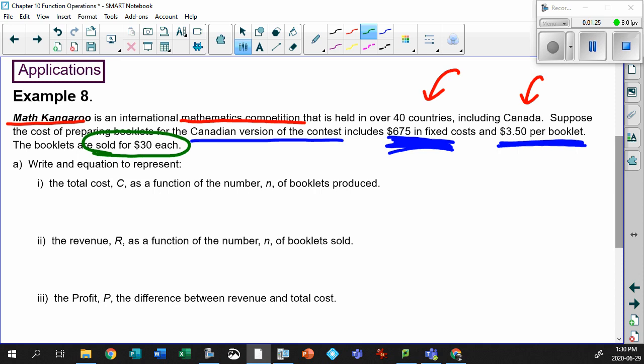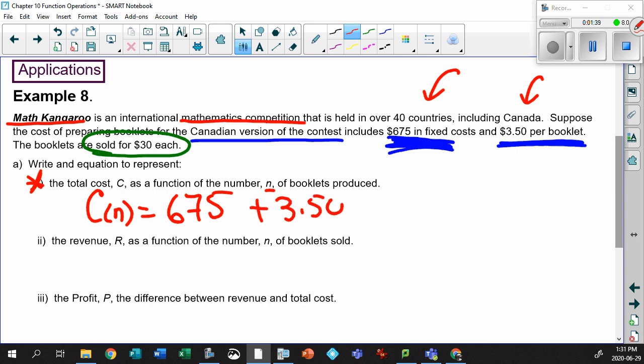First things first. It says, write an equation to represent the total cost as a function of the number of booklets. Well, think about it. The cost as a function of number is $675 plus $3.50 for every booklet sold. So the more booklets you sell, the more the cost. Ouch. So you're starting very much in debt, and your debt keeps getting bigger and bigger.